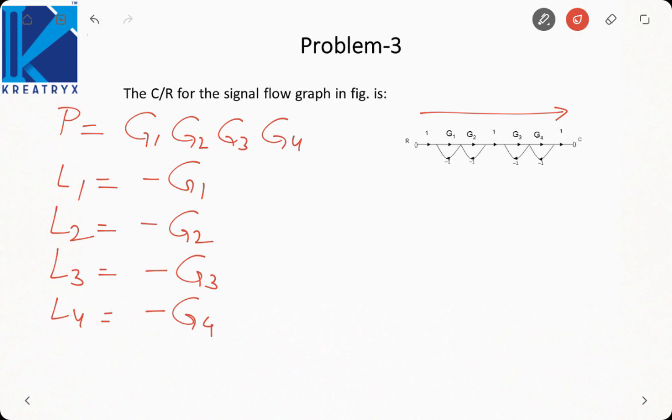Now if you see, L1 and L3 are non-touching, they do not have any common terminal. So L1, L3 would be G1, G3. Similarly, L1 and L4 are non-touching, G1, G4.